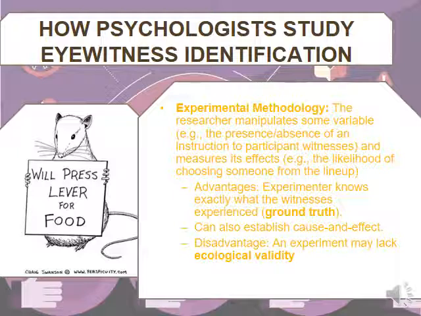As we study eyewitness identification, we begin to look at the experimental methodology. So initially, the first one, the researcher manipulates some variables. In other words, the presence or absence of an instruction to participant witnesses, and measures its effects, such as the likelihood of choosing someone from the lineup. So now the first one is the advantages. The experimenter knows exactly what the witnesses experience, in other words, ground truth, and can also establish cause and effect. The only thing is, the disadvantage is they lack ecological validity.